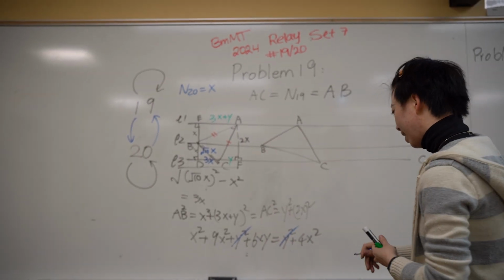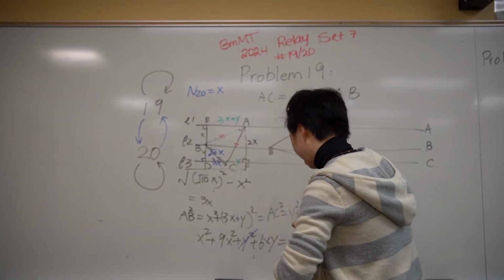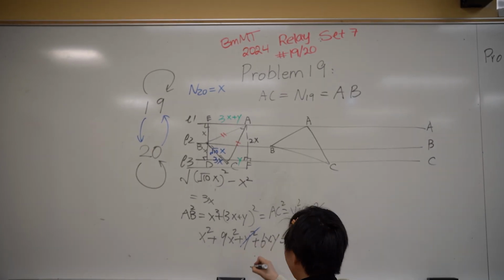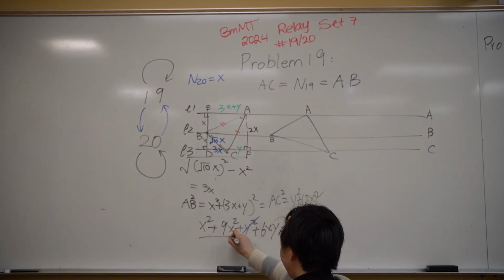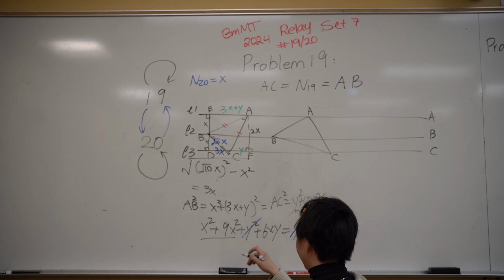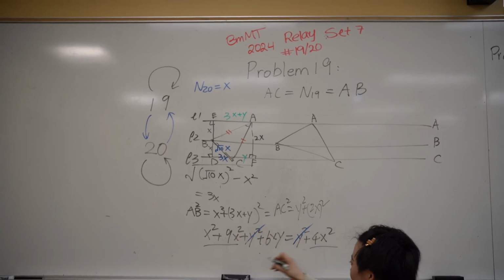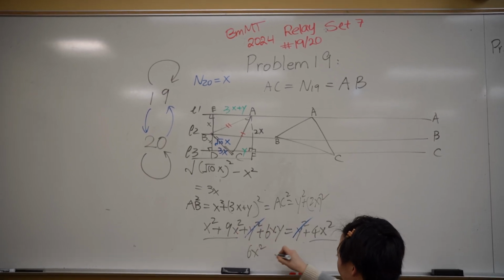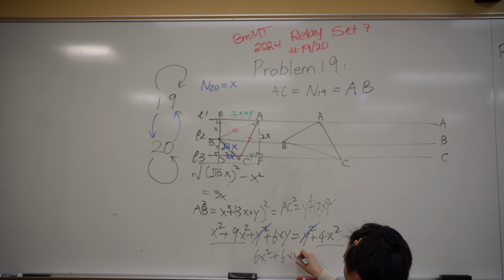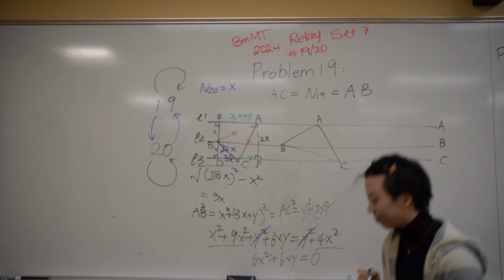And what we have is, on this side we have 10x squared, and on this side we have 4x squared. So 10x squared minus 4x squared will give us 6x squared. And 6x squared plus 6xy is going to be equal to 0.